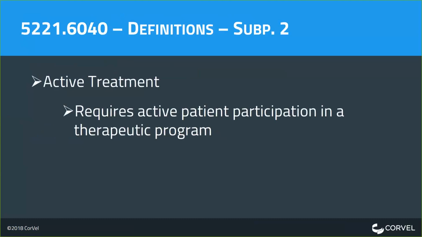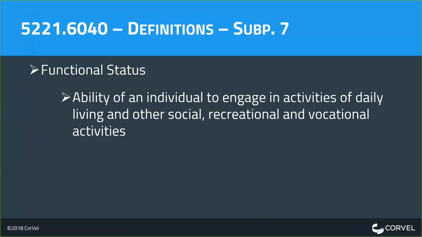In 6040, there are definitions. Subpart 2 has a definition for active treatment, which requires active patient participation in a therapeutic program. And you're going to see that there are a lot of different rules for passive treatment and injections, etc., that require active patient participation in a therapeutic program. This doesn't necessarily mean that somebody needs to be involved in any kind of land therapy, that's active. It's just they should be involved at least in a home type of exercise program that they're continuing.